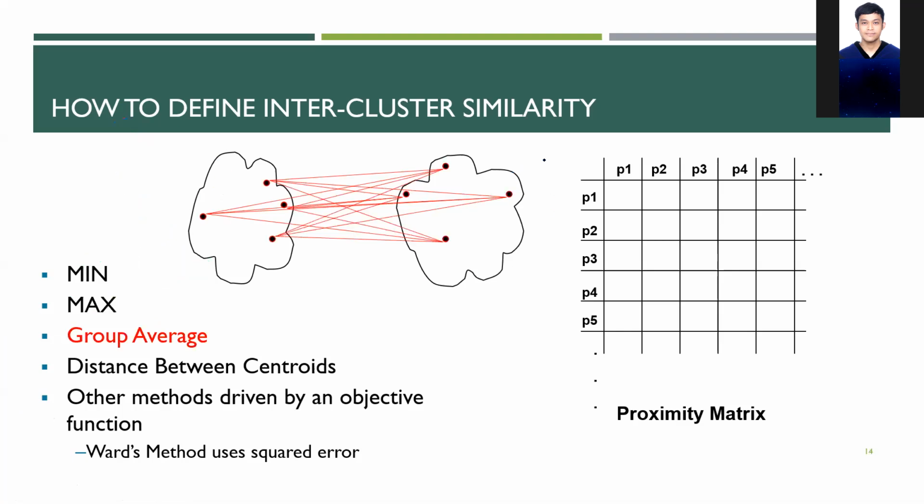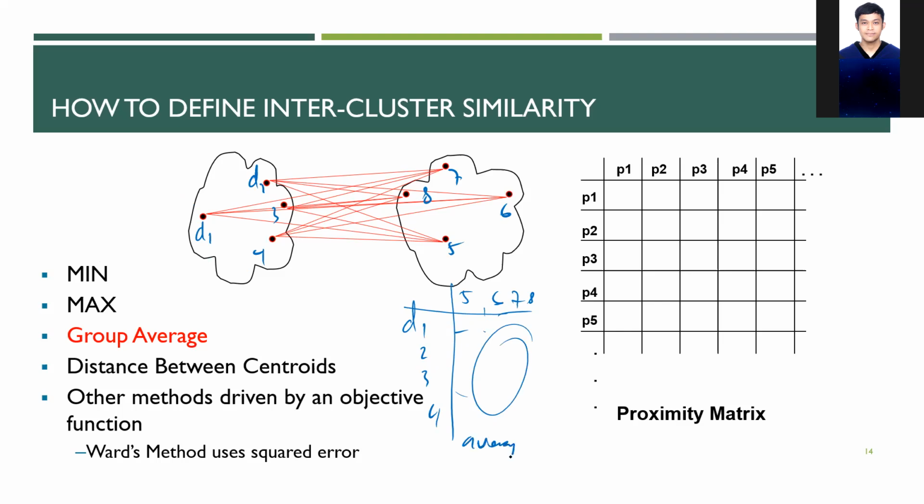Okay, the third one, we can use group average. In this case, we calculate all pairwise distances. So we have the distance between 1, 2, 3, 4 with 5, 6, 7, 8. We have the distance of each pair, and then we take the average of all distances. Yeah, so this is group average.